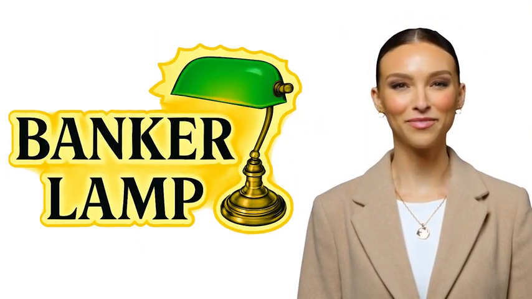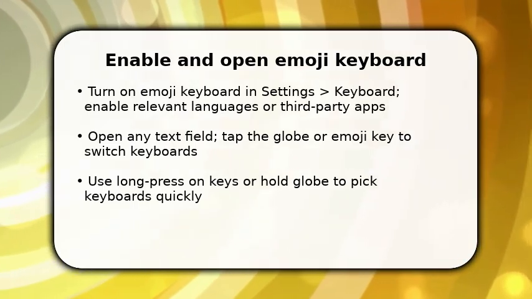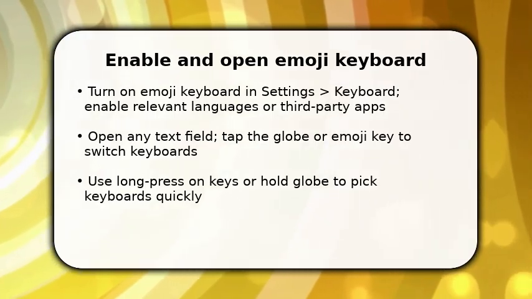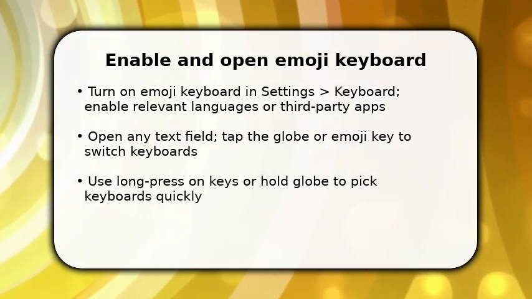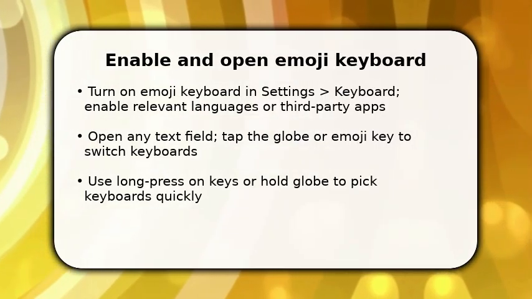Please enjoy the video. You start by enabling and opening the Emoji Keyboard. Go to Settings and add the Emoji Keyboard or a third-party app so it appears when you type. Once done, open a text field and tap the globe or emoji icon to switch keyboards. This is the fastest entry method.